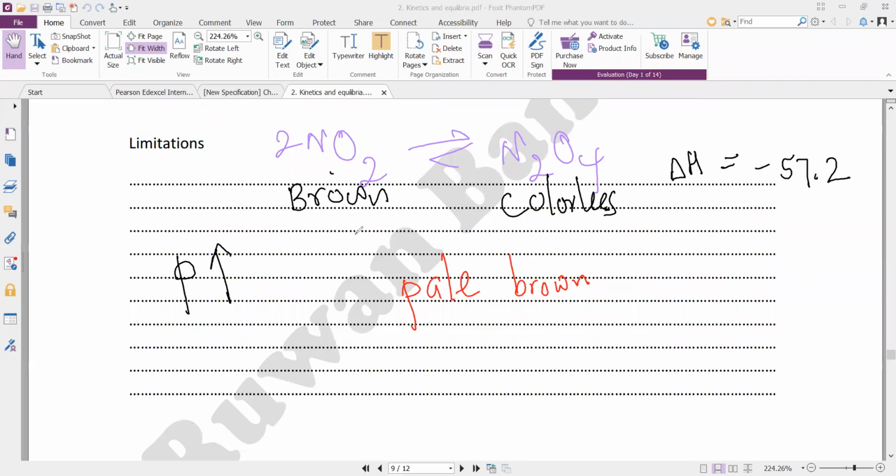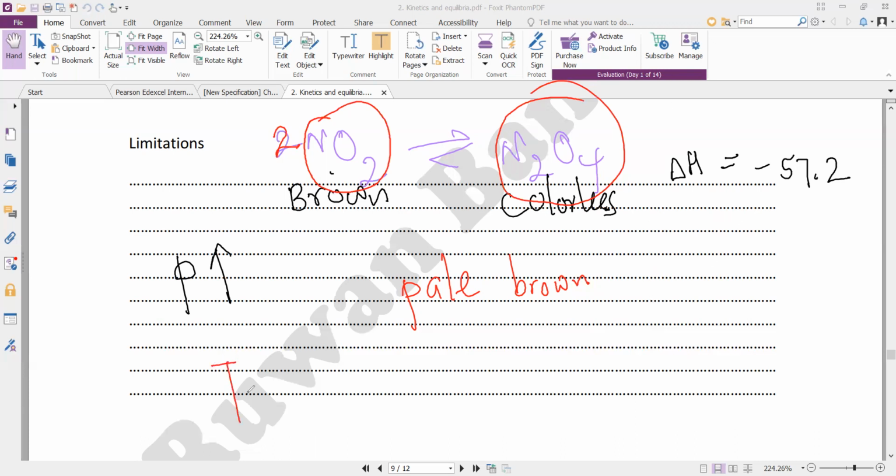Then what about colorless? Because NO2 will make N2O4, yes, but not all the NO2 will go to N2O4. So some NO2 remains. Therefore, it won't go to colorless. Here you have two NO2 molecules, here you have N2O4. Number of atoms are same, but the number of molecules are different. Therefore, increasing the pressure favors the side with fewer gas molecules. So the brown color goes toward the colorless side, but not all the NO2 forms N2O4. Therefore, the color becomes pale brown.